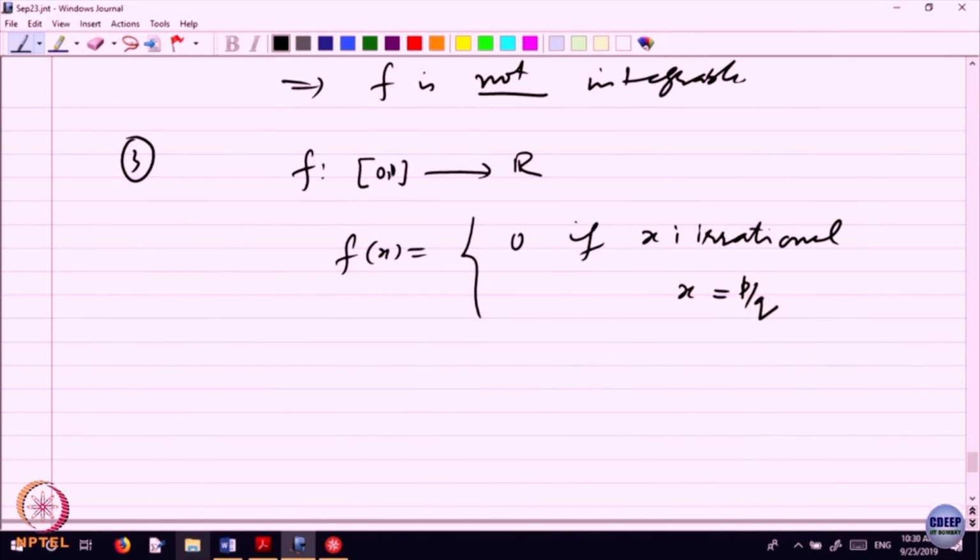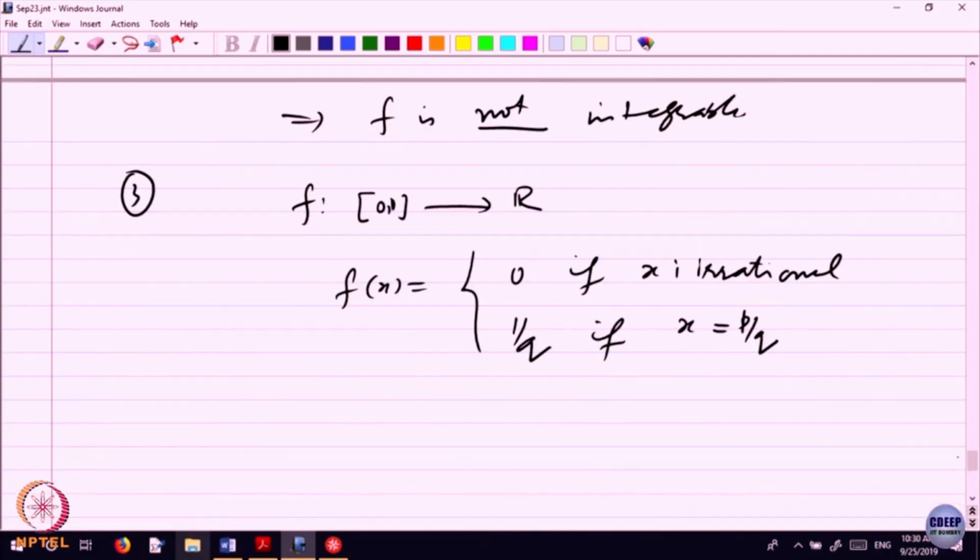If it is p by q, where p and q, this is a number between 0 and 1, so q will be bigger than p anyway, right? Because it is between 0 and 1. So put it as 1 over q if x is p by q. Forget the numerator, take only the denominator of that function. Okay? Clear what the function is?